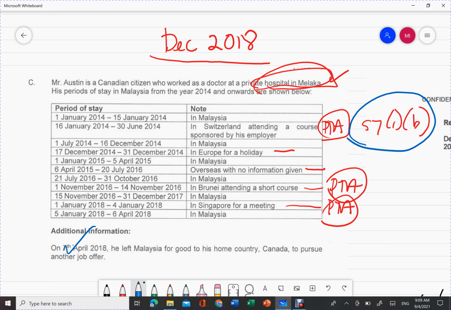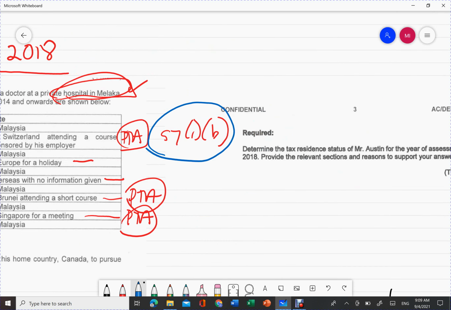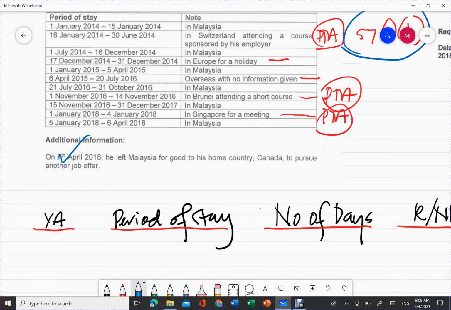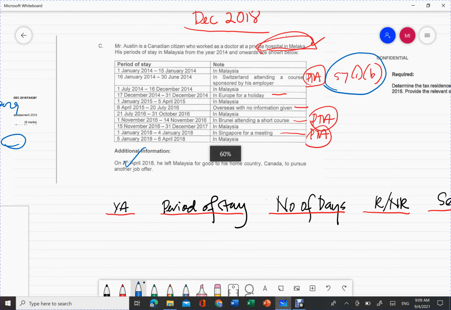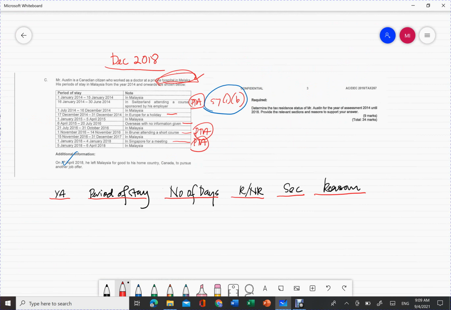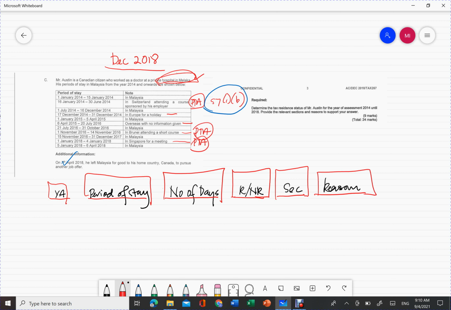Okay, the question said that on the 17th of April 2018 he left Malaysia for good to his home country to pursue another job offer. So what does the question want from us? It says determine the tax resident status of Mr. Austin from YA 2014 until YA 2018. So insyaAllah this is what we are going to do. And as I said earlier, whenever you come across this question, come up with the columns first. So what columns must be here? You should have year of assessment, period of stay, number of days, the status, whether he becomes a resident or not and according to which section, and then the reason.